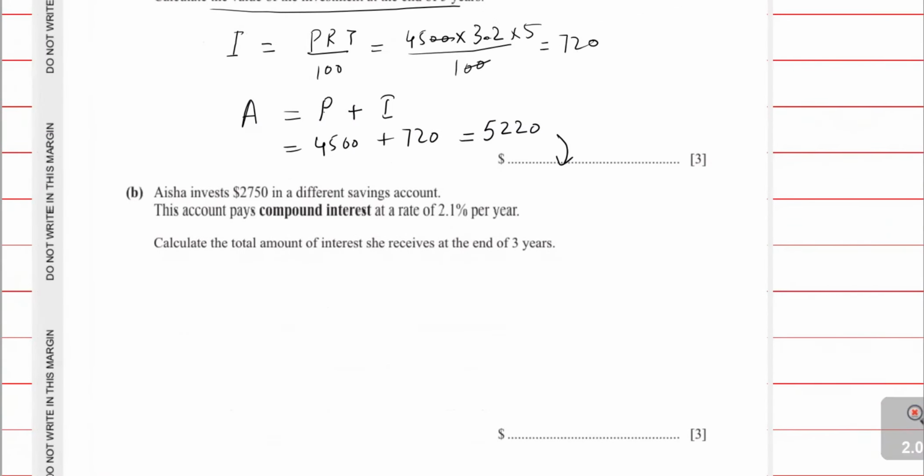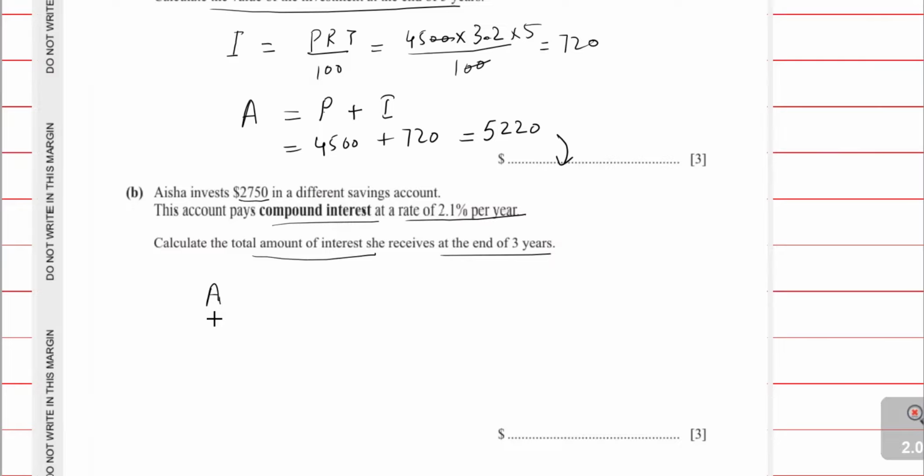Question part B. Aisha invests $2,750 in a different savings account. The account pays compound interest at the rate of 2.1% per year. Work out the total amount of interest she received at the end of 3 years.